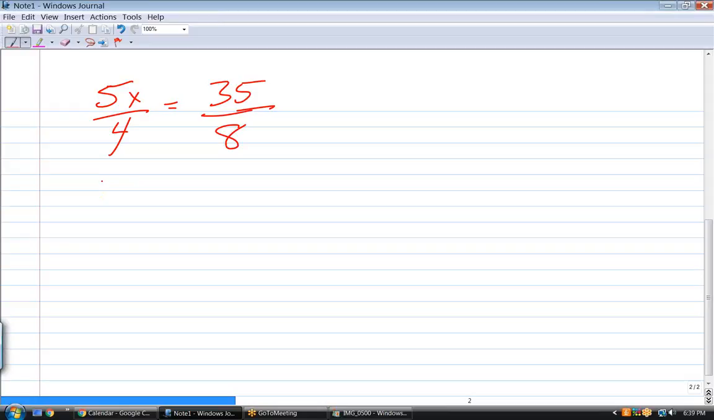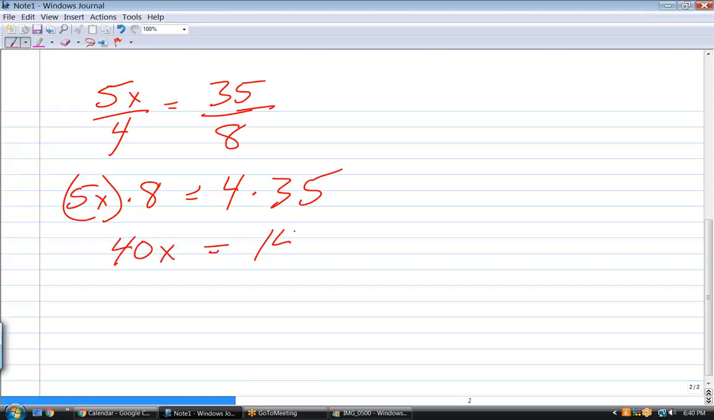Would it be 40x over 140? 40x equals 140. You see why? In other words, when I cross multiplied, this is what I got. I got 5x times 8. I got to cross multiply on the other side also, equals 4 times 35. So that's how I get 40x equals 140. Now what? Now you just divide by 40. So x equals 7 halves. Which I can definitely cancel the zeros, and I can divide top and bottom by 2.